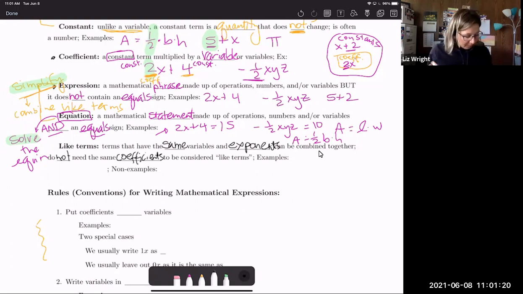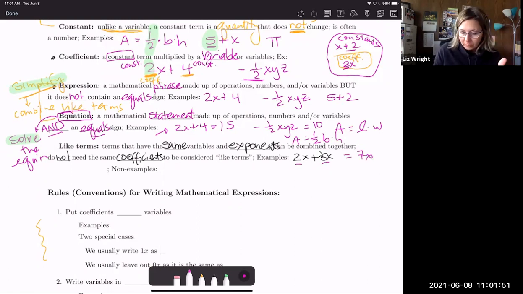So for example, here's some examples. If we had 2x plus 5x, those are considered like terms. So you ask yourself, do they have the same exact variable? Yes, they're both x's. Are they raised to the same exact power? Are they both x to the first, x to the first? Yes. Therefore, you can combine them. So you would say 2x plus 5x, how many x's do I now have? I have 7x. So that would be your total.